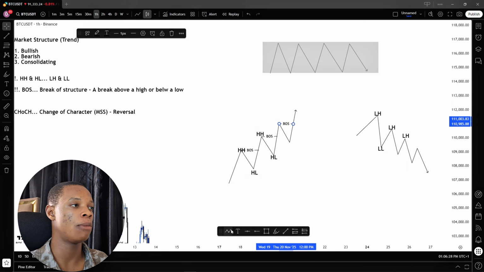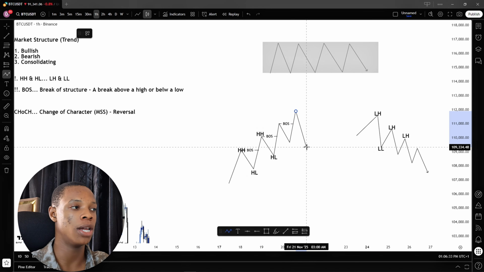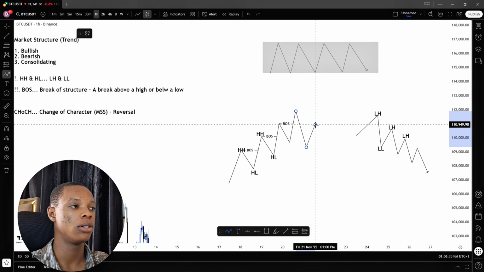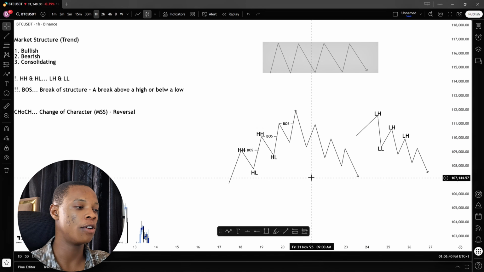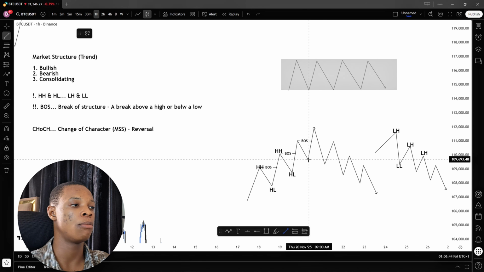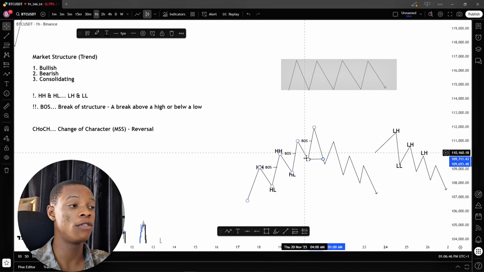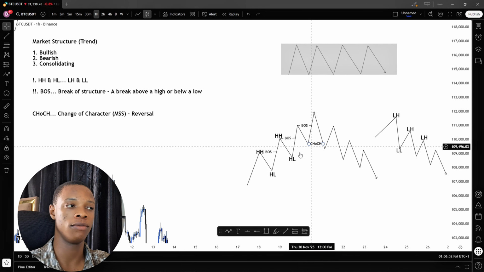Then eventually what happened? It broke past this low for the first time. It's like a break of structure to the downside. If it does that, it will now likely start breaking to the downside. It has been breaking to the upside, but now for the first time, it has just broken past this very low as a break of structure to the downside. This first time it's doing it is a change of character. So we refer to it as a change of character or a market structure shift.